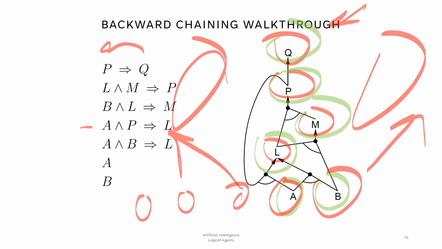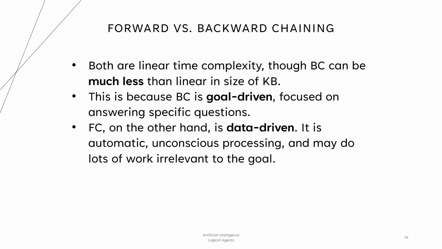So both are actually linear time complexity, but because backward chaining targets that one section of the knowledge base, it's going to end up being much less by way of size. This is because backward chaining is goal driven. Basically, you're saying, hey, I want to prove this. How do we get there? Whereas forward chaining is just saying, this is everything I know is true for sure. What can I imply because of that?